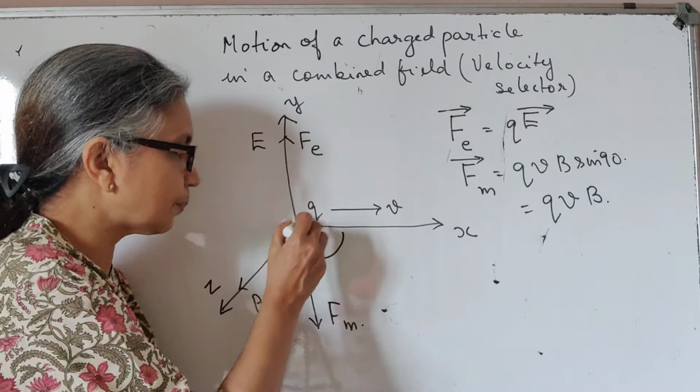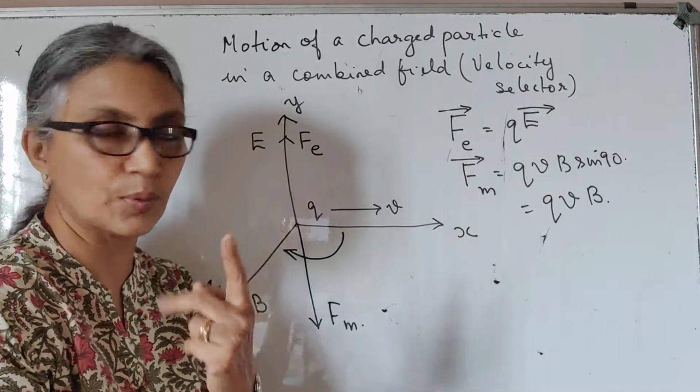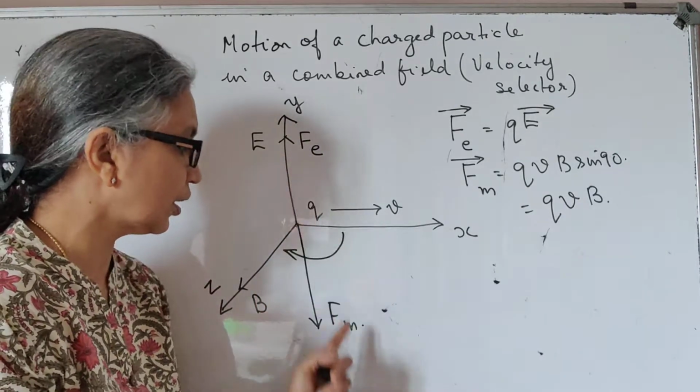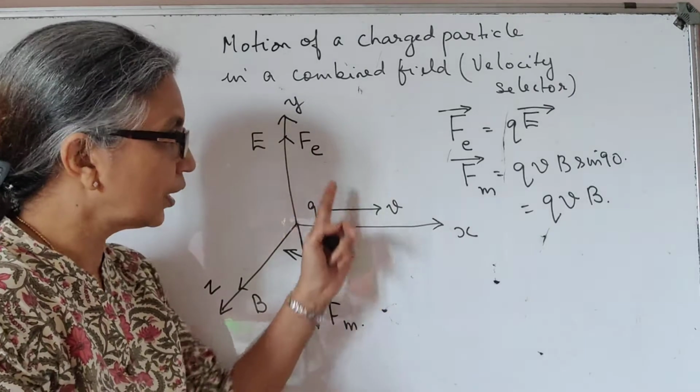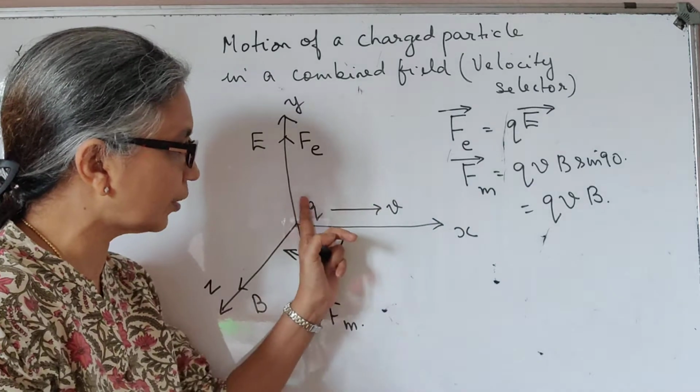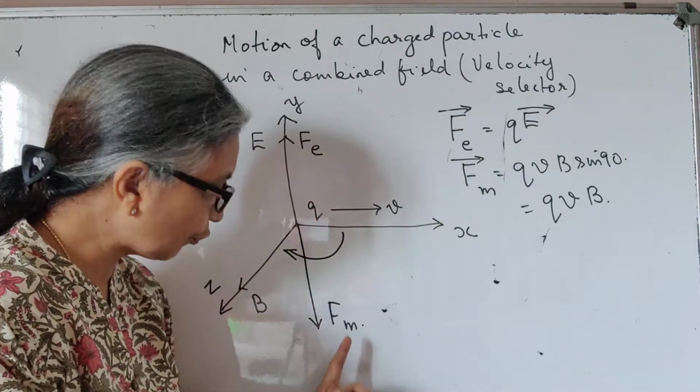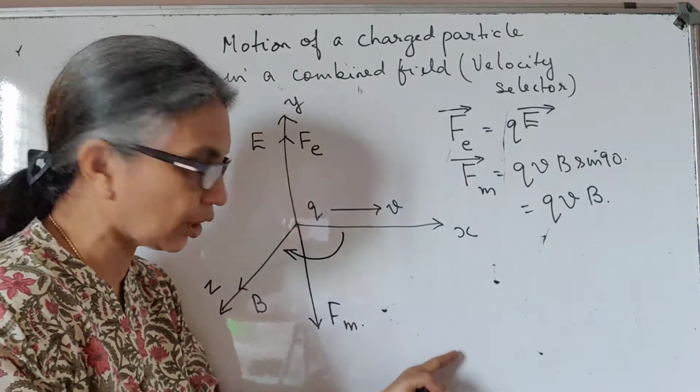Now you will see that this particle is acted upon by two forces. One, the force due to the electric field. The other, the force due to the magnetic field, which are in opposite directions. If Fe is greater than Fm, then the particle will move up like this. If Fm is greater than Fe, it will move down.